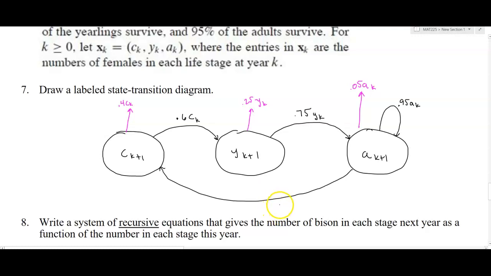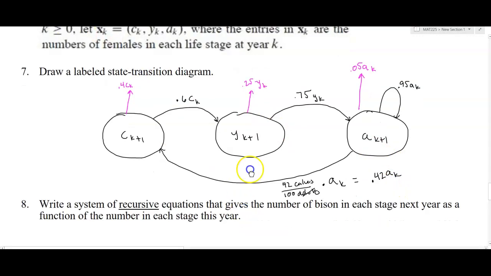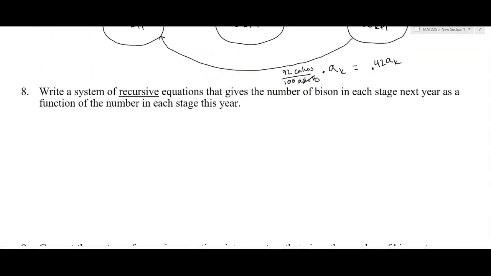42, this is 42 per 100, so that means 42 calves per 100 adults. And we need to multiply that by how many adults we have at time k. So if we had 100 adults, that means we would get 42 new calves. And so we can just write this as, and remember, the units of this are adults, so the adults would cancel out, and that tells us the number of new calves. And 42 divided by 100 is 0.42, so we can just say 0.42 A sub k. So now we're ready to build this model out, the recursive system of equations.